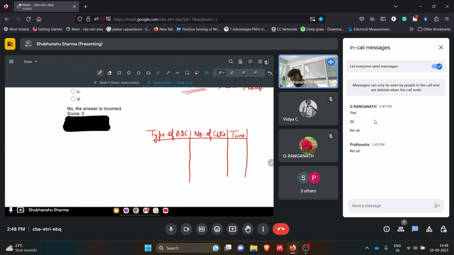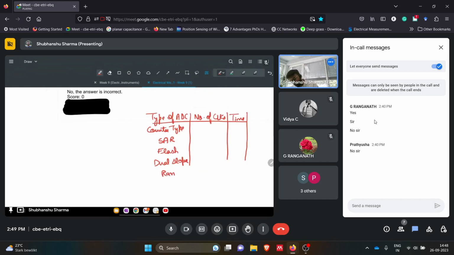So we have first counter type ADC, then we have successive approximation ADC, and then we have flash ADC, then dual slope ADC, and then ramp. Okay, so counter type is having 2 to the power n minus 1. So time taken will be (2^n - 1) times TCLK, the time period of one clock cycle.